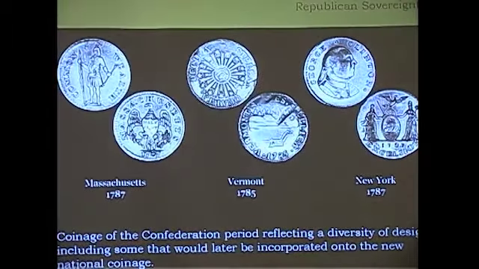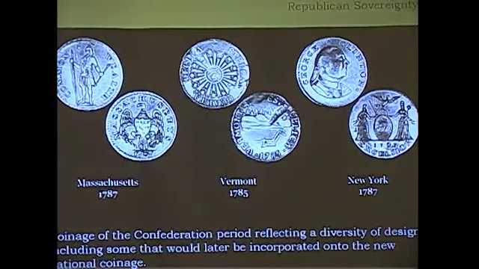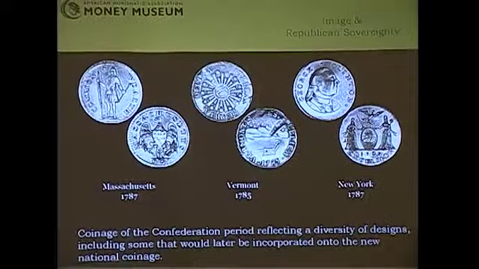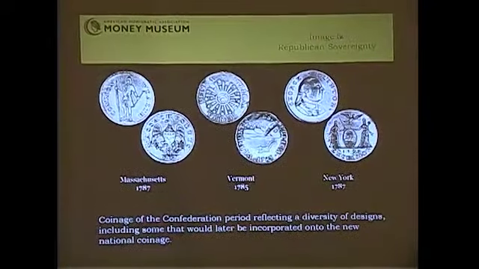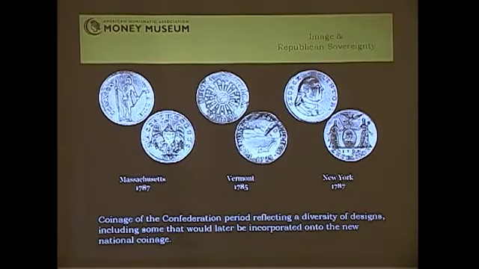There was a dialogue about what images were appropriate as representations of the new country. And the debate began during the period of the Confederation and continued through the early years of the Republic. As early as 1781, Robert Morris, as the superintendent of finance, began working on plans for a new coinage, including the founding of a mint. These plans were presented to Congress for consideration on January 15th of 1782.